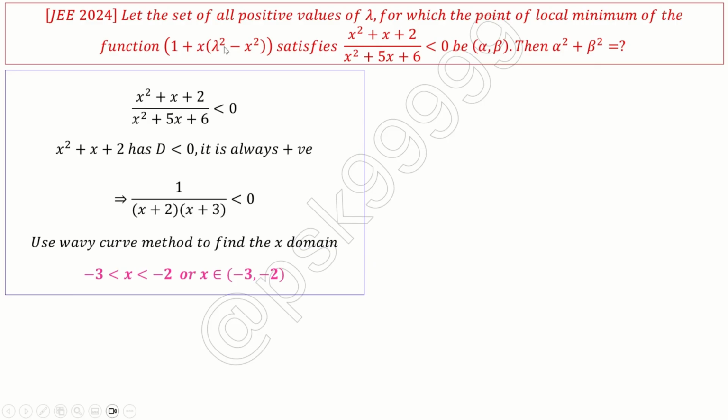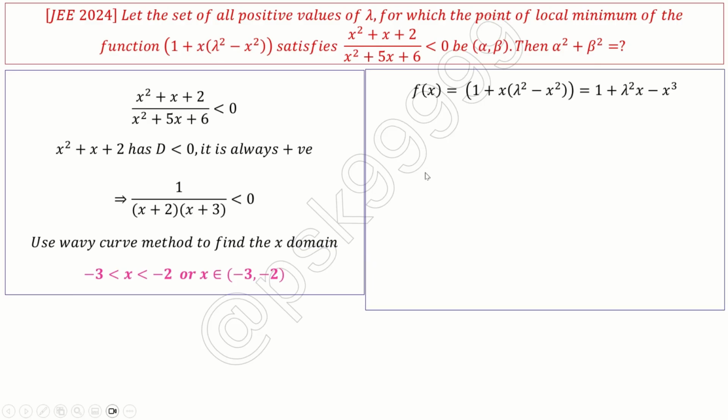Now let's solve for this lambda value. What could be the lambda? This is my f of x. If I expand it, this is 1 plus lambda square x minus x cube. F dash x is nothing but lambda square minus 3x square, which I should equate to 0 to find the local minimum. Correct. So if I simplify this, then I get x equal to plus or minus lambda by square root of 3, or the other way, lambda equal to plus or minus square root of 3 x.